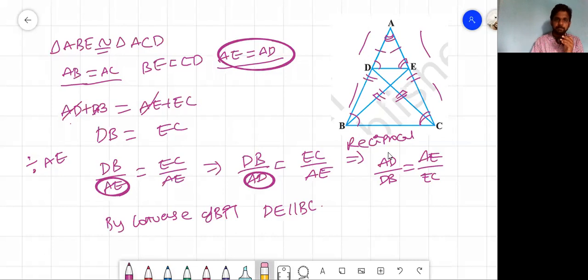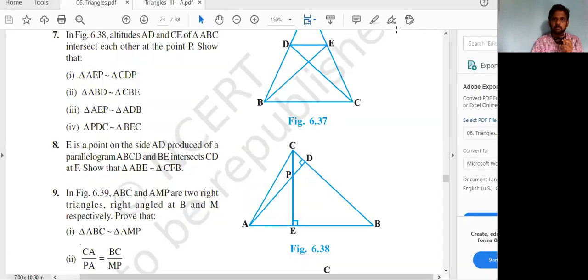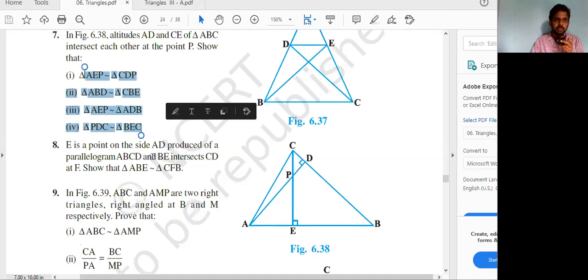Right? So I want you to try the 7th one, 8th one, and 9th one. These are a bit easy questions. So check for the corresponding angles and proportionality. You will get the proofs here.